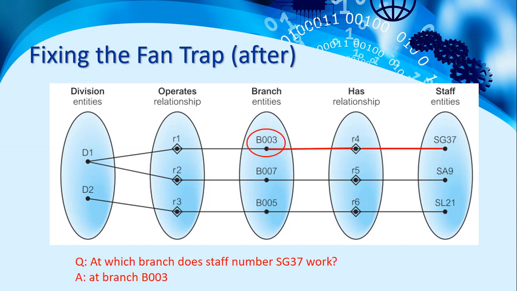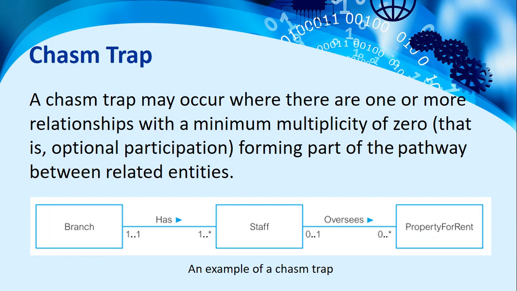So next, we have a chasm trap. A chasm trap may occur, pwede siya mangyari, where there are one or more relationships na may minimum multiplicity of 0. So that is yung isa sa kanila or both of them have an optional participation. Okay? So we have here an example this time.